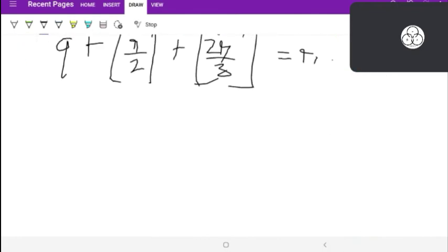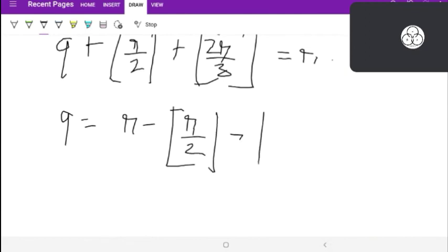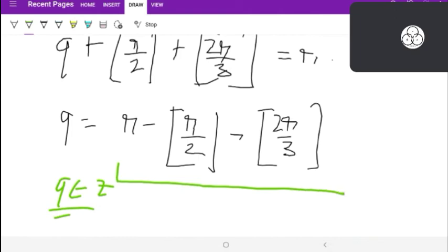Which implies that q equals r minus r by 2 minus 2r by 3. If I am not wrong, then this should be correct. Now remember that this q belongs to integer, so this part also belongs to integer.